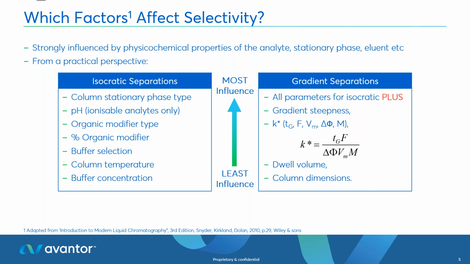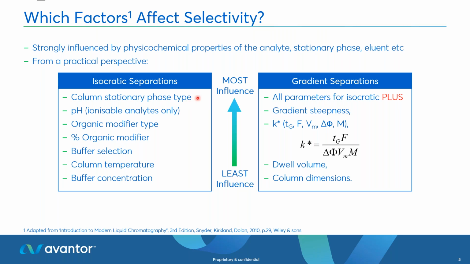So what we've done nicely here is put the factors affecting isocratic separations on the left-hand side of the screen. On this left-hand side of the screen, you can see those factors affecting isocratic. If you're running a gradient method, so you're changing the percentage of organic, then you also have to consider some additional factors which are shown in this box on the right-hand side. And we've put them in order of the most influential factors.